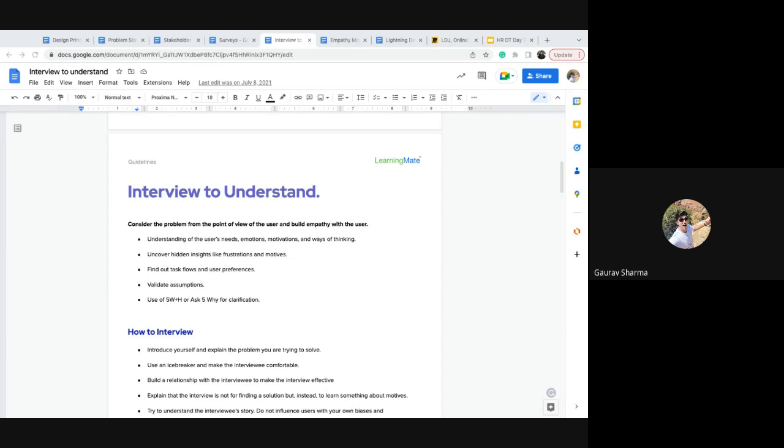Some of you might have seen something called an empathy map, where there is a face in between, and then we map out what the user is thinking, what is he saying, what does he feel, and what does he want, right? That is a chart that you can prepare after doing an interview, right? So interview really helps us understand some of these things. It uncovers hidden insights like frustrations and motives. It helps us find out the task flows, the user preferences, etc. And there are a few techniques that I'm going to talk about, which is 5W+H and ask 5 whys, which would really help you clarify a point.